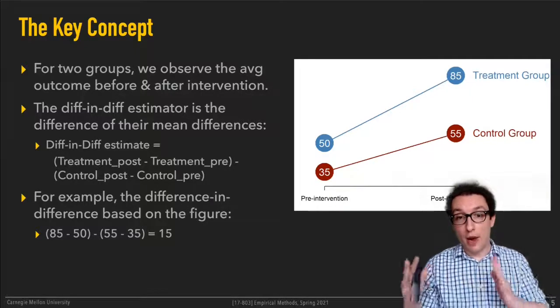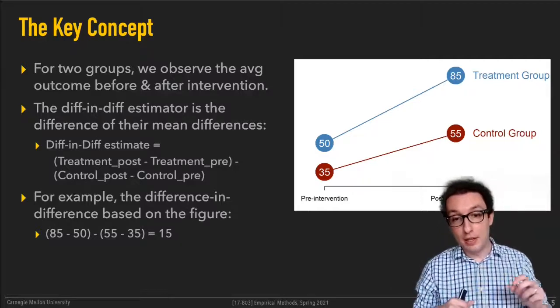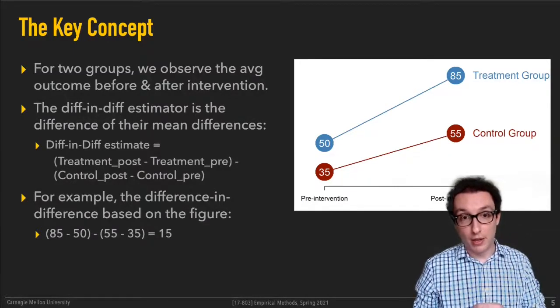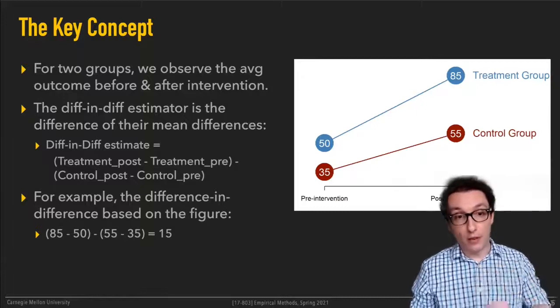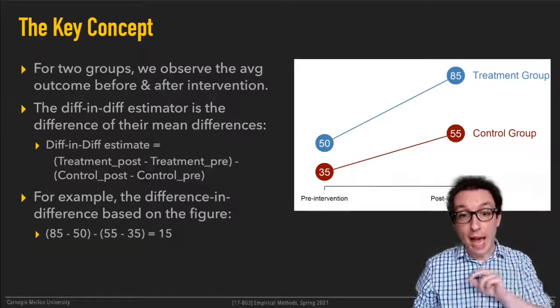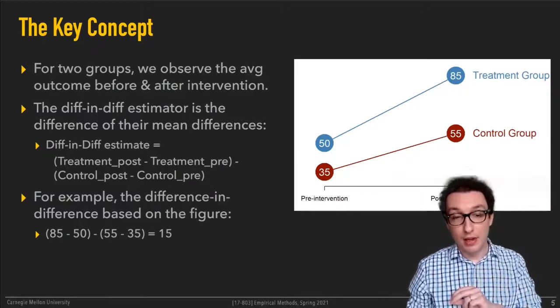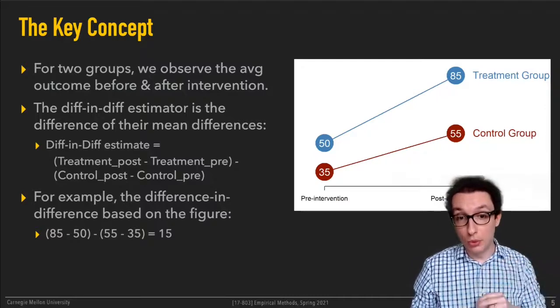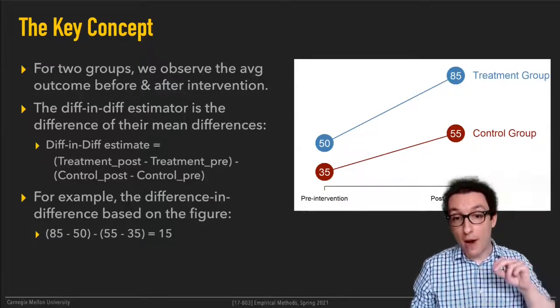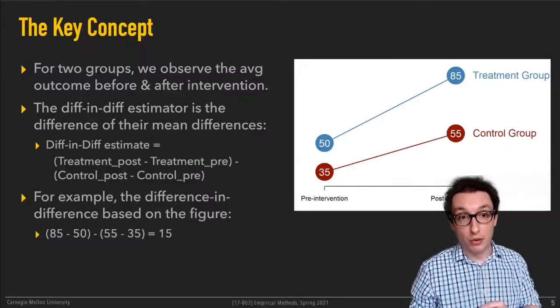So by subtracting these two differences in the value of that outcome variable between the treatment group on the one hand and the control group on the other hand, we can get an estimate of the true effect of the treatment, is the claim here. Because if it hadn't been for the treatment, in the treatment group, in the blue group there, the outcome measure should have followed the same trend as in the control group. You see that?